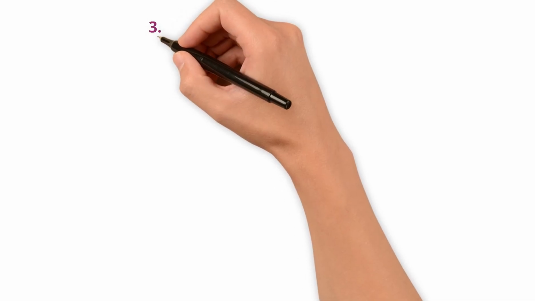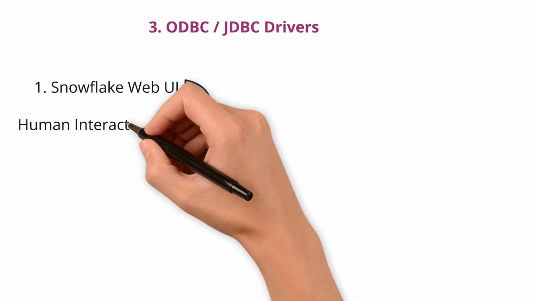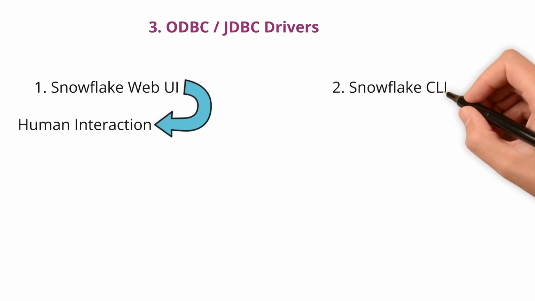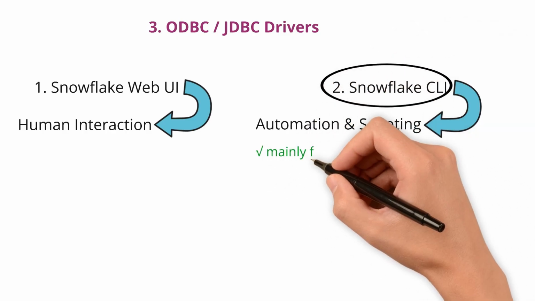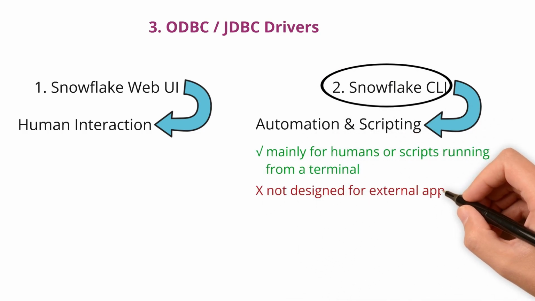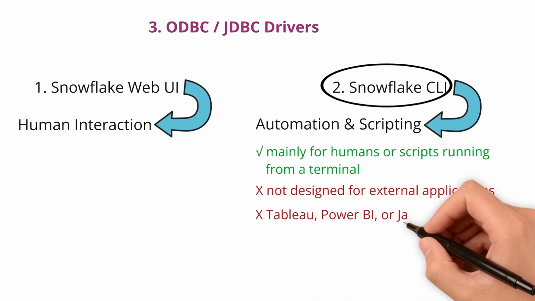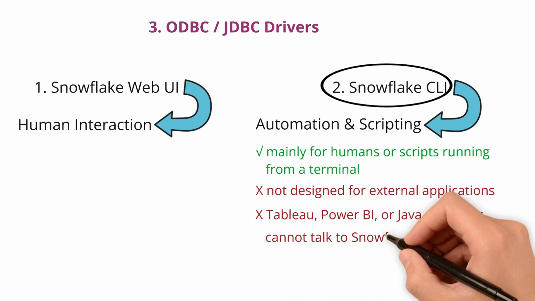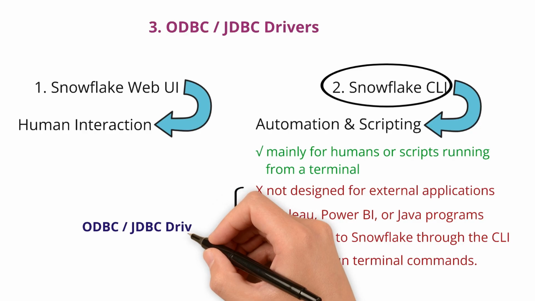And the next type of connectivity is through ODBC and JDBC drivers. So far, we have seen the web UI for human interaction and the Snowflake CLI for automation and scripting. But here's the key point. The CLI is mainly for humans or scripts running from a terminal. It's not designed for external applications to connect directly to Snowflake. Applications like Tableau, Power BI, and Java programs cannot talk to Snowflake through CLI because they don't run terminal commands. This is where ODBC and JDBC drivers come in.